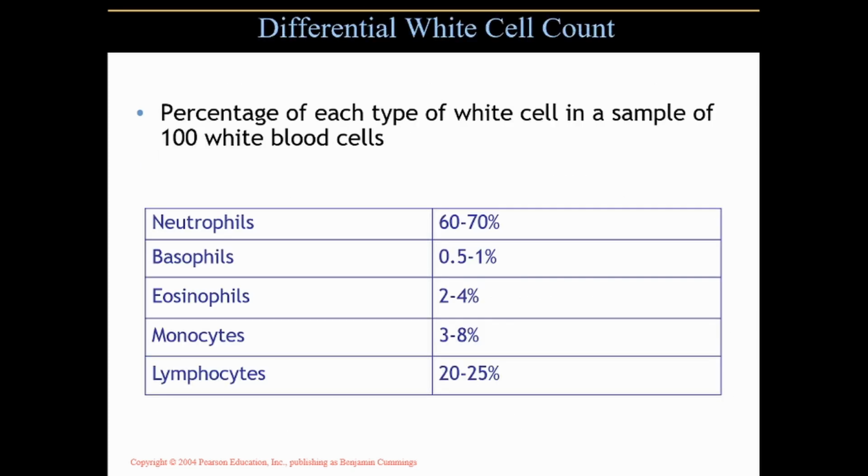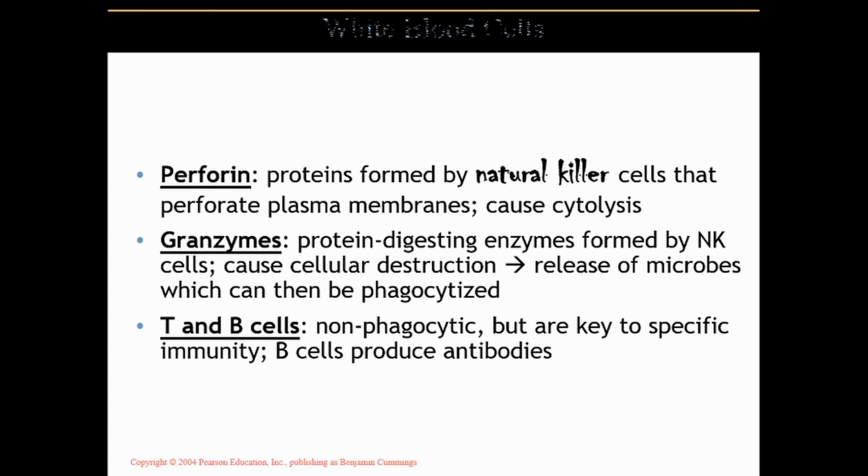This just gives you an idea of the percentages of each of the white blood cells in a sample of 100 white blood cells. As you can see, neutrophils comprise a vast majority of them, followed by the lymphocytes, 20 to 25%, and the monocytes, the eosinophils, and the basophils, which make up only 0.5 to 1%. This is out of 100 white blood cells. So neutrophils are definitely the most numerous of the white blood cells that are circulating within our circulatory system. Perforin, protein, you'll see these are proteins or enzymes as well, formed by natural killer cells, and we love that name.